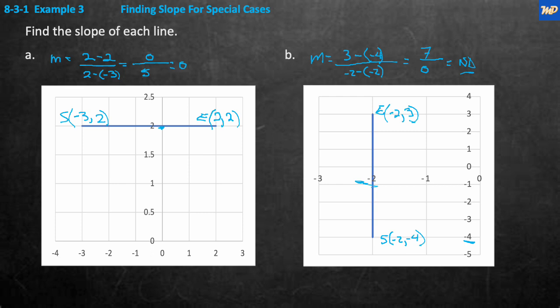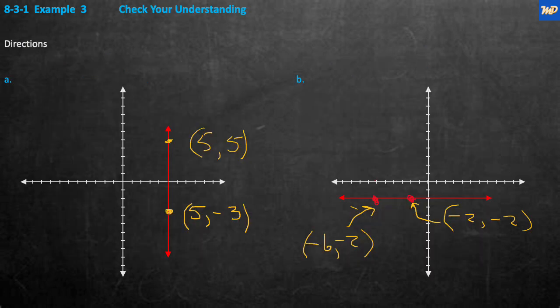And 0 is the slope of a horizontal line. Okay, checking your understanding for example 3. This is just 2 more problems of exactly the same thing we just did, and we're going to just do it again. Get familiar with it. So we're going to say that the ending point on A is this one right here, and the starting point is down here at the bottom.